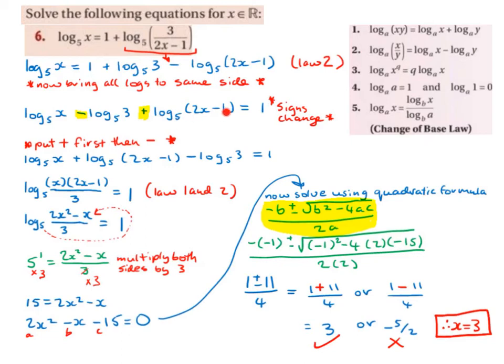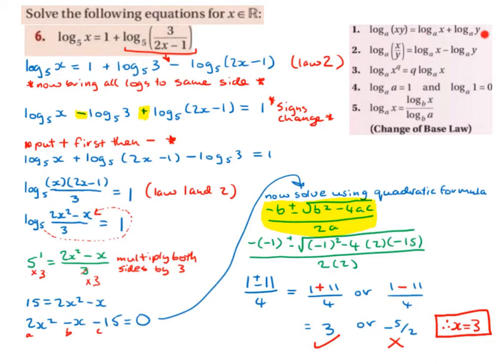Next, I'm going to rearrange my 3 logs so that I have the positives together and then the negative at the end. So log base 5 of x stays where it is. I'm going to bring the positive log base 5 of 2x minus 1 beside it. So we've got plus log base 5 of 2x minus 1. And then I've got the minus log base 5 of 3 at the end. So I have my 2 positive logs together and then my negative log at the end.